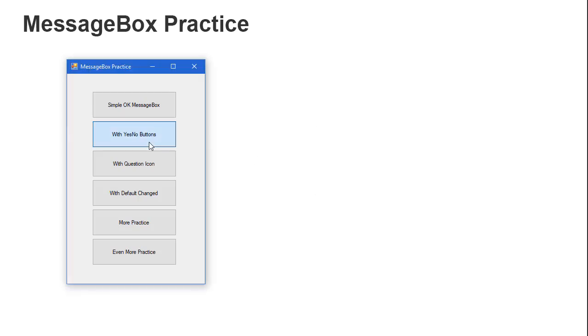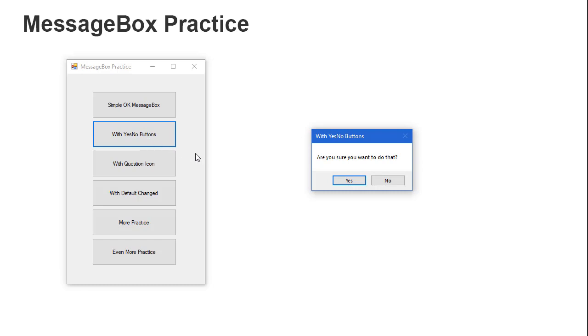The next one, you're going to add some yes, no buttons. Again, providing a prompt. Are you sure you want to do that? The title of with yes, no buttons. And then the yes, no buttons being presented. And of course, the first button is the default. You don't need to set the default. It will do that for you.